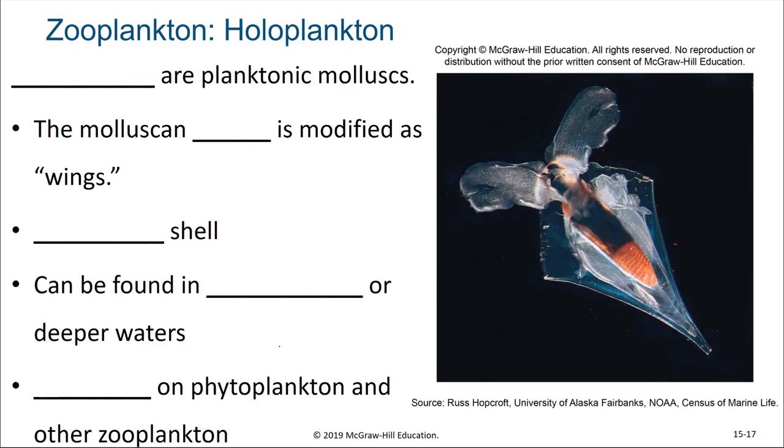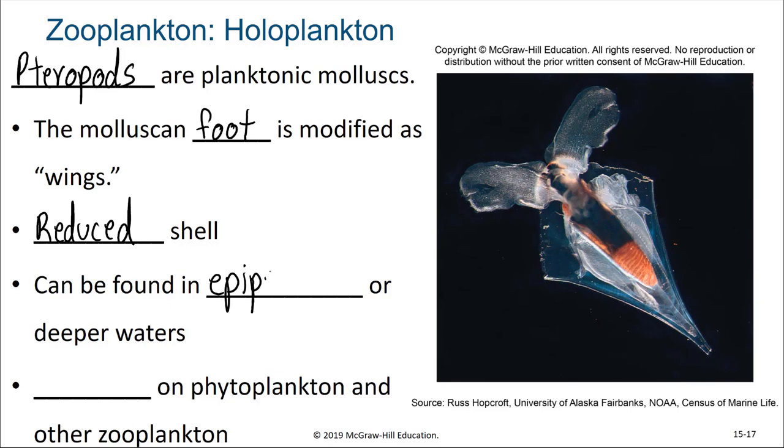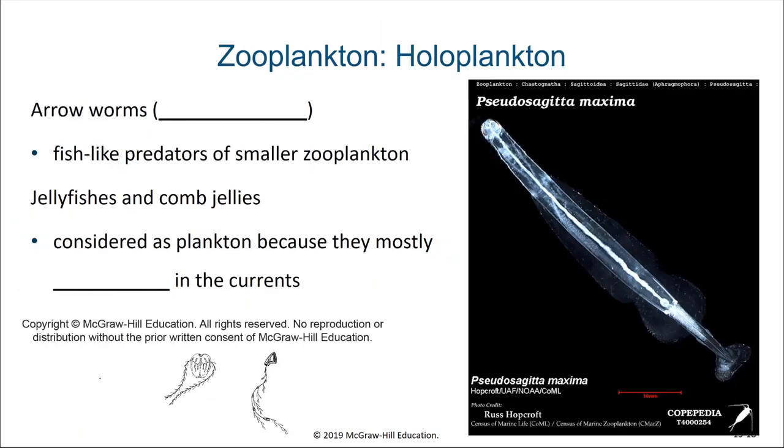Another interesting type of holoplankton, zooplankton, are the pteropods, which are mollusks. In pteropods, the molluscan foot is modified as wings. Usually, they will have a reduced shell. And they can be found in the epipelagic, but also in deeper waters. The pteropods feed on phytoplankton and other zooplankton. Some more members of the holoplankton include the arrowworms, chaetognaths, which are predators in their environment, often feeding on copepods, ostracods, and even other arrowworms.